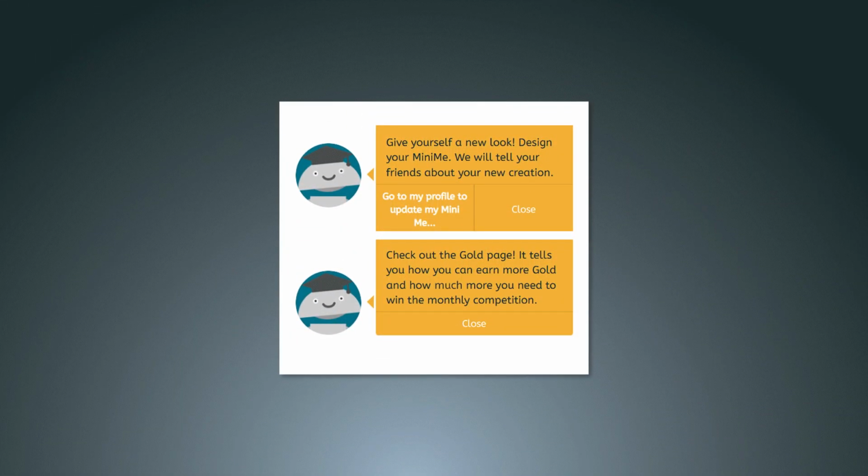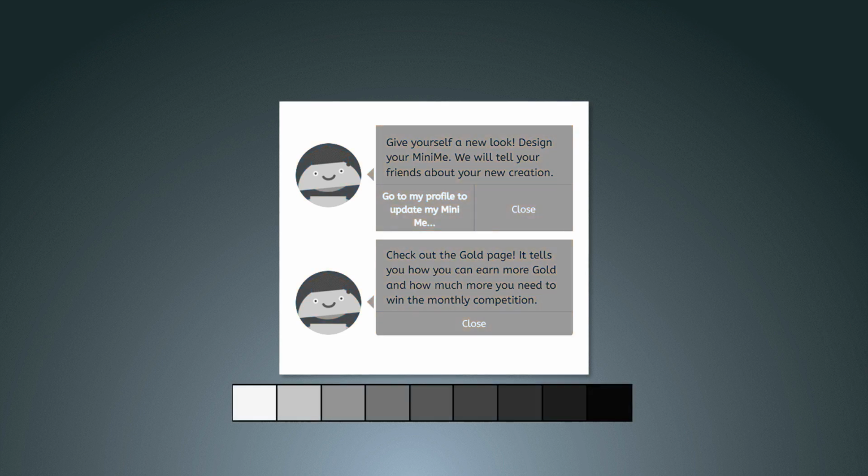Let's evaluate the values and contrast used in small pop-ups you may have seen on Mia Prep. This is the pop-up in its original form. When we view it in gray, we can see that the values used are of a good spread. The text and the background contrast well and are easily legible.